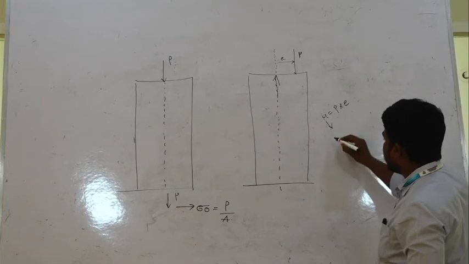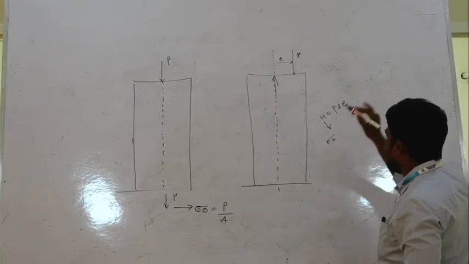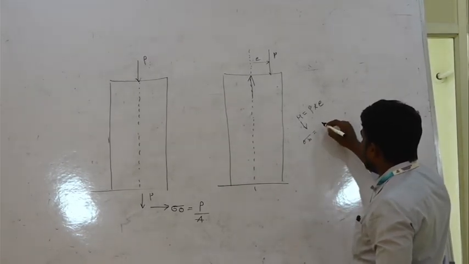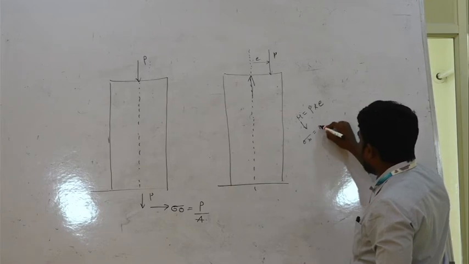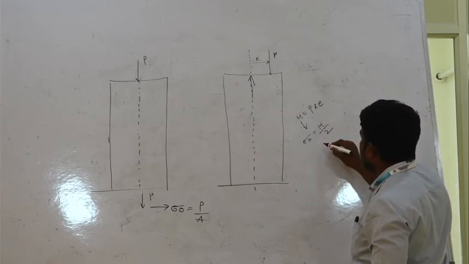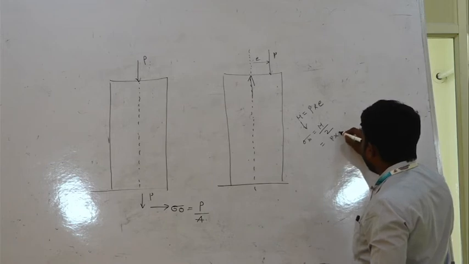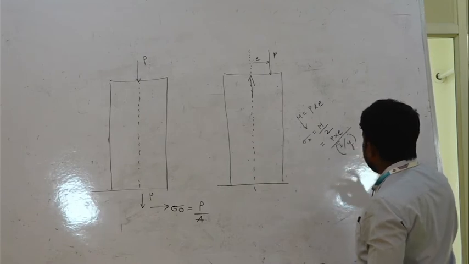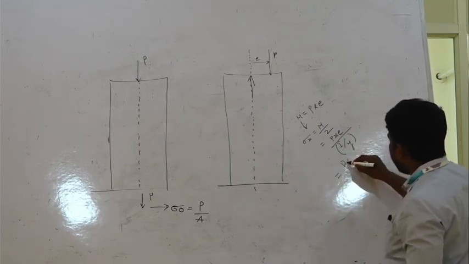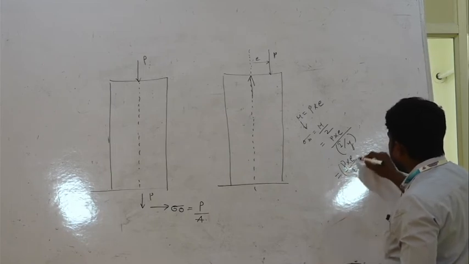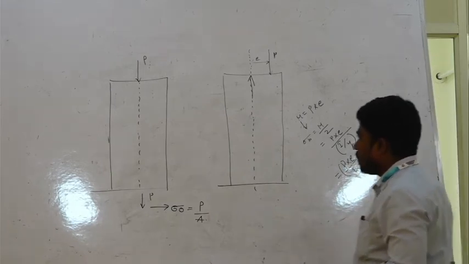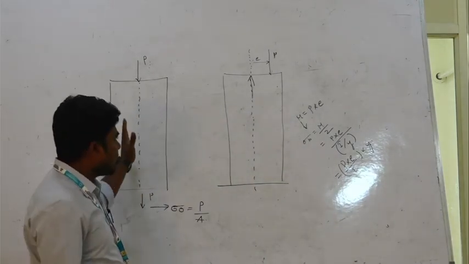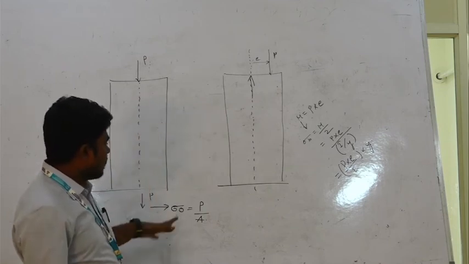This bending moment produces the bending stresses, sigma B. The bending stress formula is M by Z. We know M by I equals sigma by Y, so here it is P into e by I into Y. So an eccentric load produces the bending stresses as well as direct stresses.